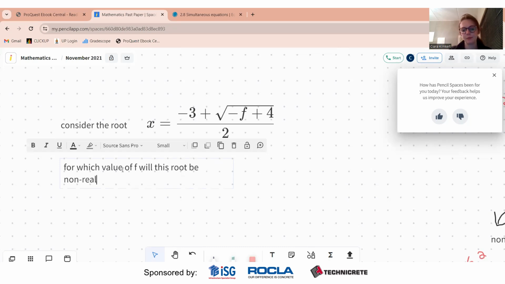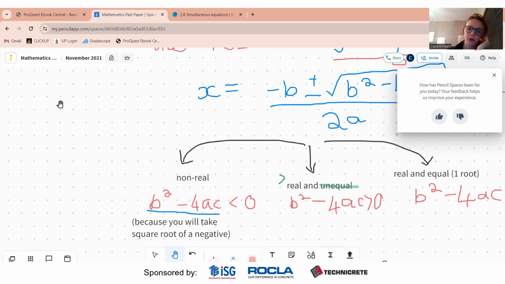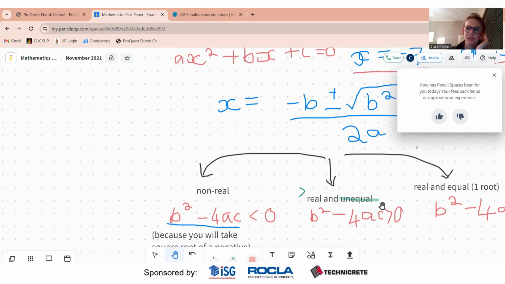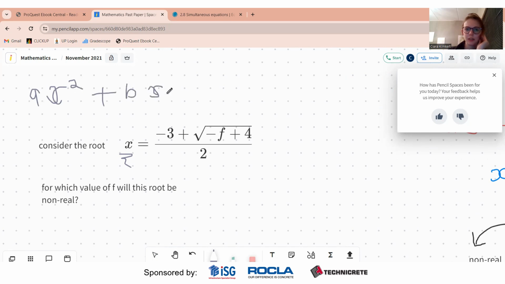non-real? Okay, so a similar scenario to our question, but with a lot less unknowns and no geometric sequence involved. So for which value of f will this root be non-real? Well, we know that roots are only non-real if b squared minus 4ac is less than 0. But if we look in our case here, they've already isolated x for us. And we don't really have the situation where it's a multiplied by x squared plus bx plus c. So what do we do?